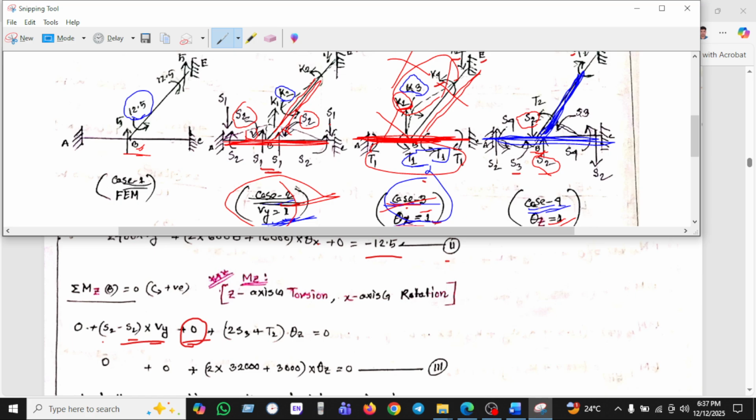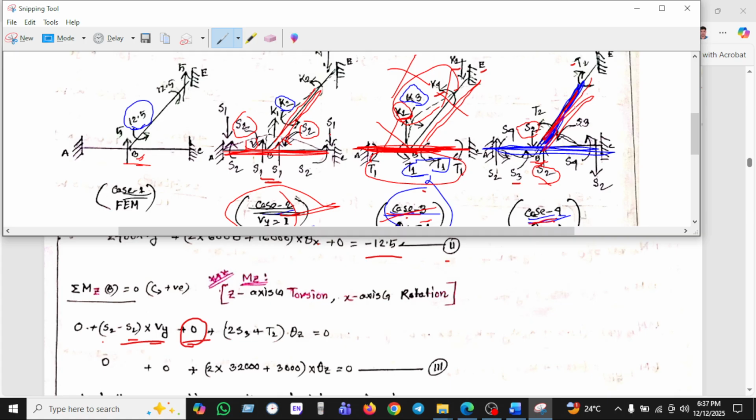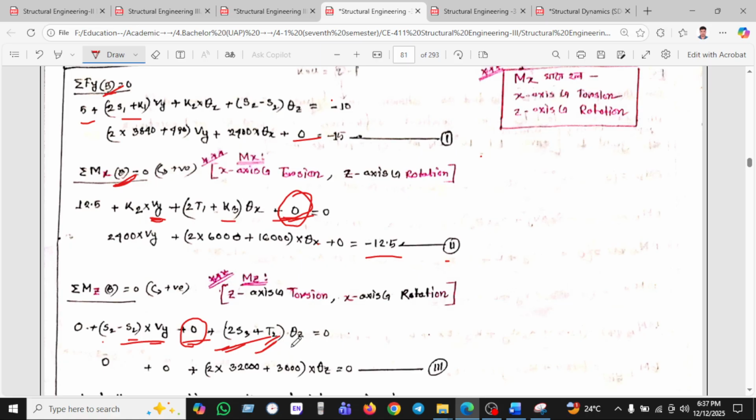Now we'll go to another case, case 4. In the same way as we calculate moment z, the z axis will be torsion. So this is the z axis. We have been seeing the torsion is given here. So this is the torsion T2. We have been writing here, and the rotation will be x-axis. So rotation will be seen 2 S3, and these are S3. All are anti-clockwise. That's why we have multiplied 2 S into theta z.